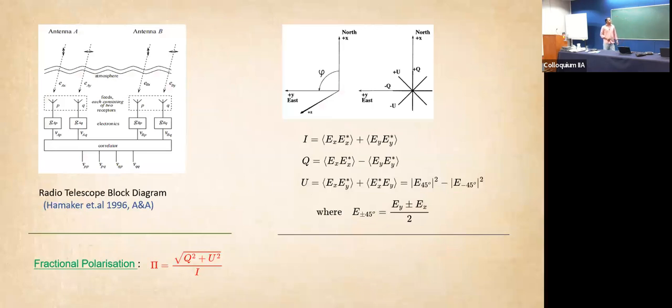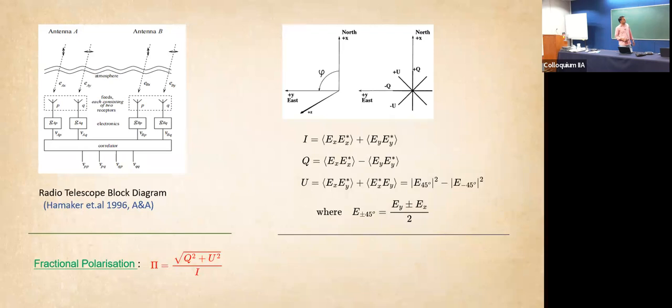In radio telescopes, they generally measure both Ex and Ey together using dipole antennas, and then they are converted to electrical signals and later correlated with the other antenna signals. This is the IAU convention that is normally followed in radio telescopes: the Ex axis is the north-south axis, and the Ey is the east-west direction.